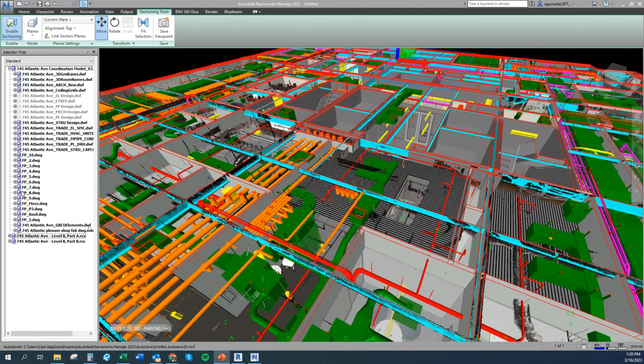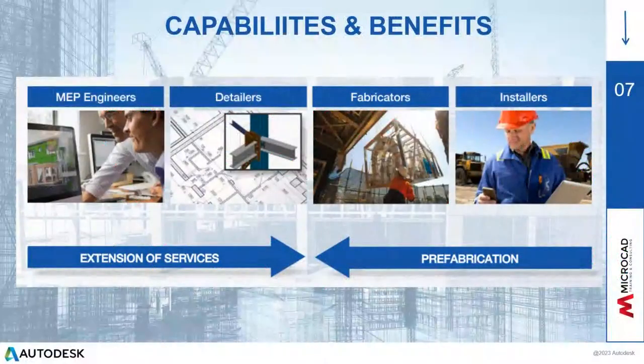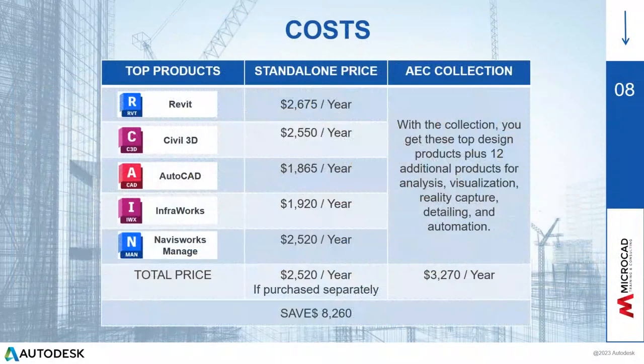So if I jump back to our questions, the next one is the $6 million question. If I take the top products of the AEC collection and do the sum one by one, I will have a total of 2,520. But if I buy the whole collection, I'm going to pay 3,270, and I'm saving 3,270 per year. And I'm just doing the account with these 5 top products. Remember that we have 17 inside the AEC collection.